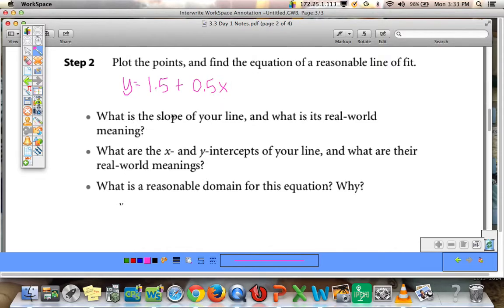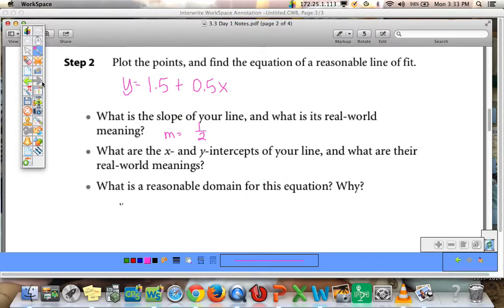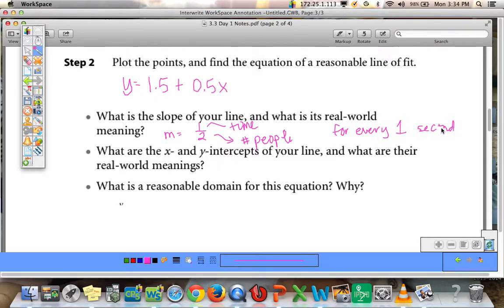So this says, what is the slope of your line? So again, our slope was 1/2, 0.5. And what is its real world meaning? So if we look at the graph, time is the y value, number of people is the x. So the real world meaning of our graph, it looks like for every 1 second, 2 more people will do the wave.